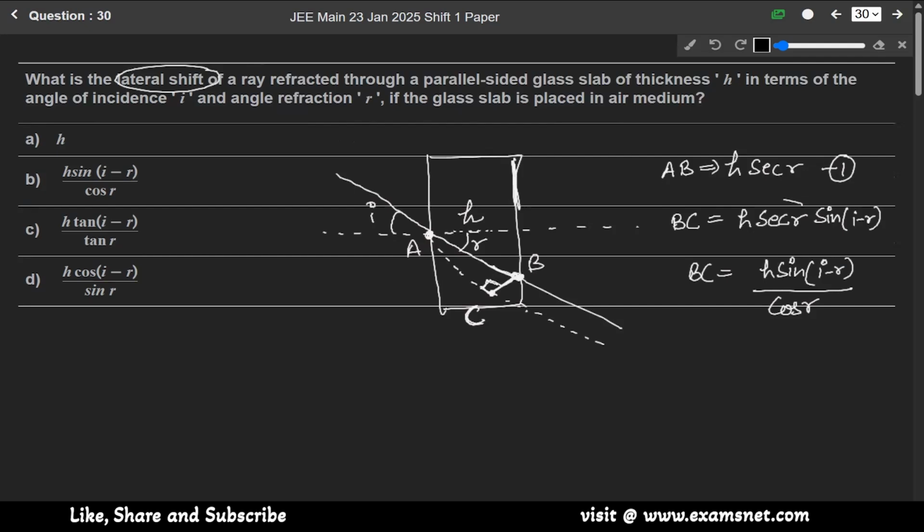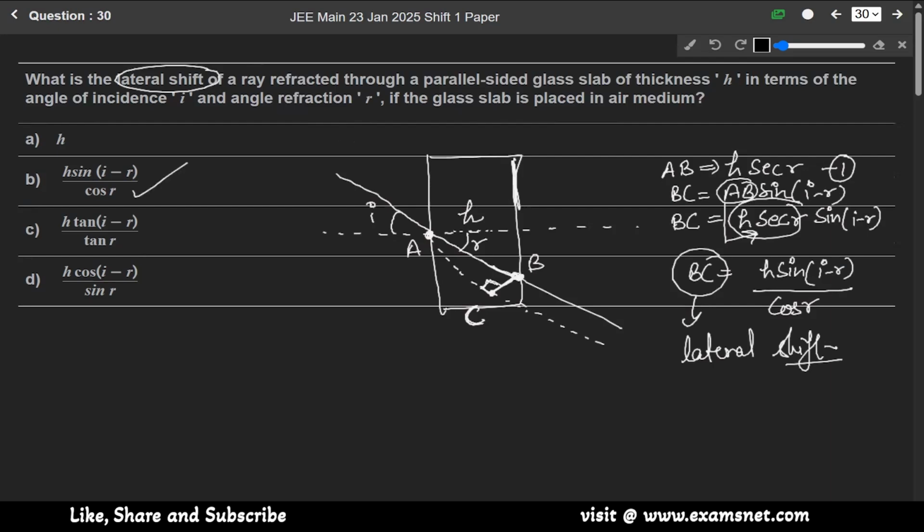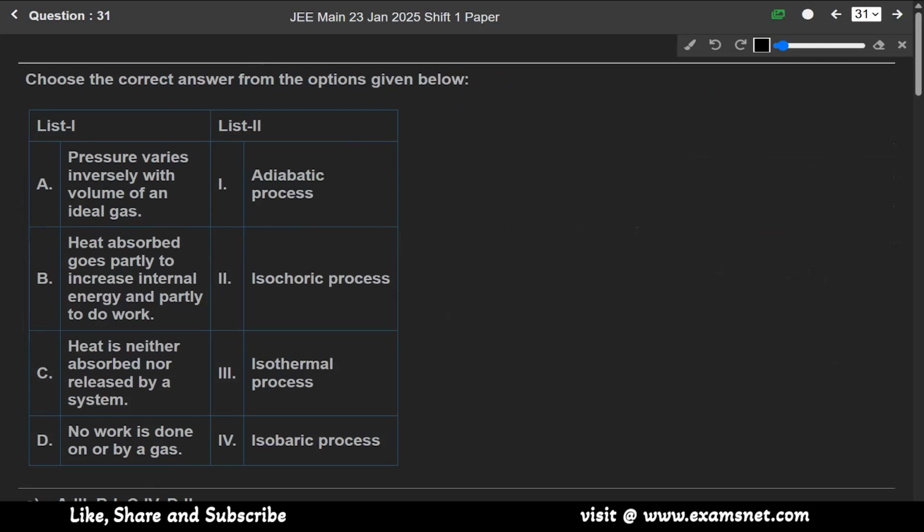We have written H sec R because here BC equals AB sine (I minus R), so in place of AB, we have written H sec R. So BC is equal to H sine (I minus R) over cos R. This is the lateral shift actually. So our answer is option B.